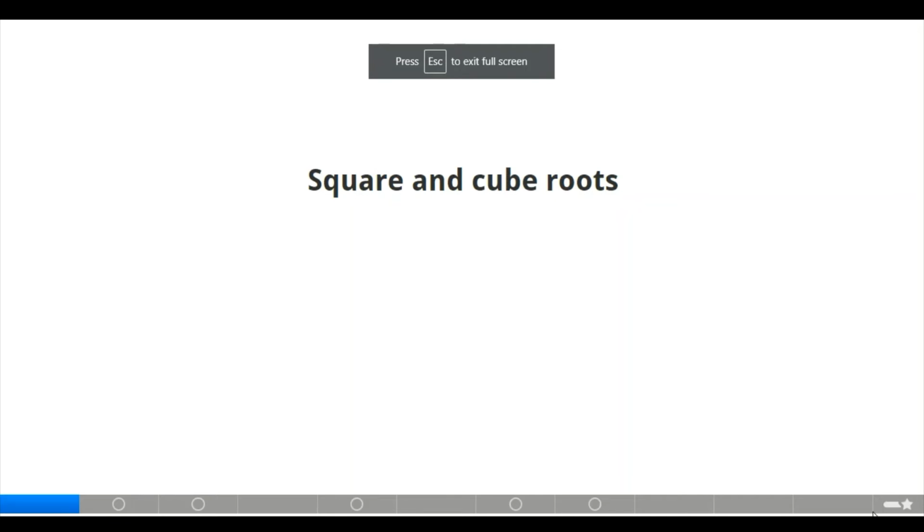Hello, students. We're going to be looking at another topic in mathematics class, which is square and cube roots. We have our slide there that's going to be serving as a guide for this class.